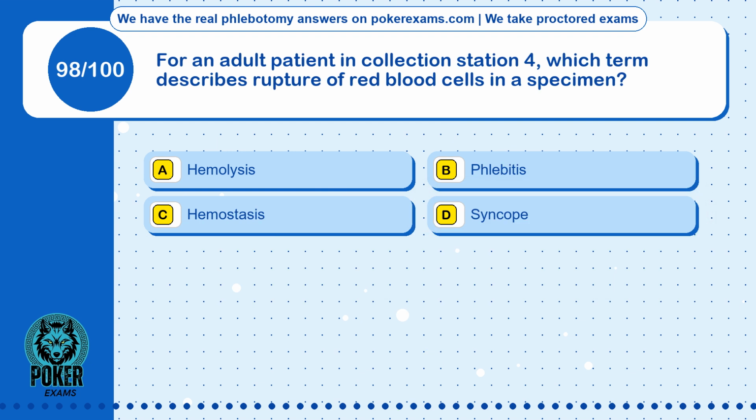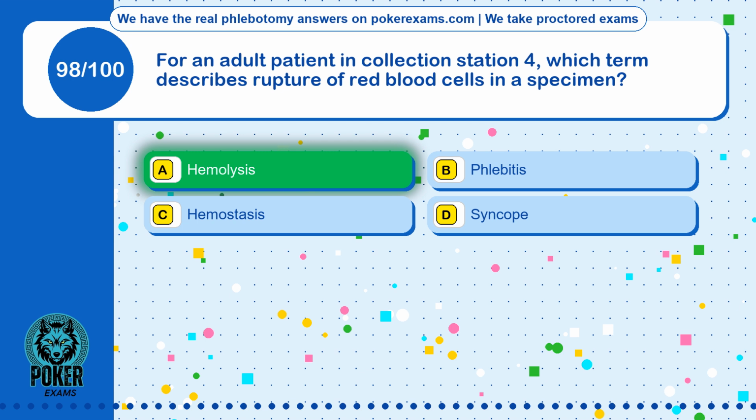Question 98. For an adult patient in collection station 4, which term describes rupture of red blood cells in a specimen? Option A, hemolysis. Option B, phlebitis. Option C, hemostasis. Option D, syncope. The correct answer is option A. Hemolysis.